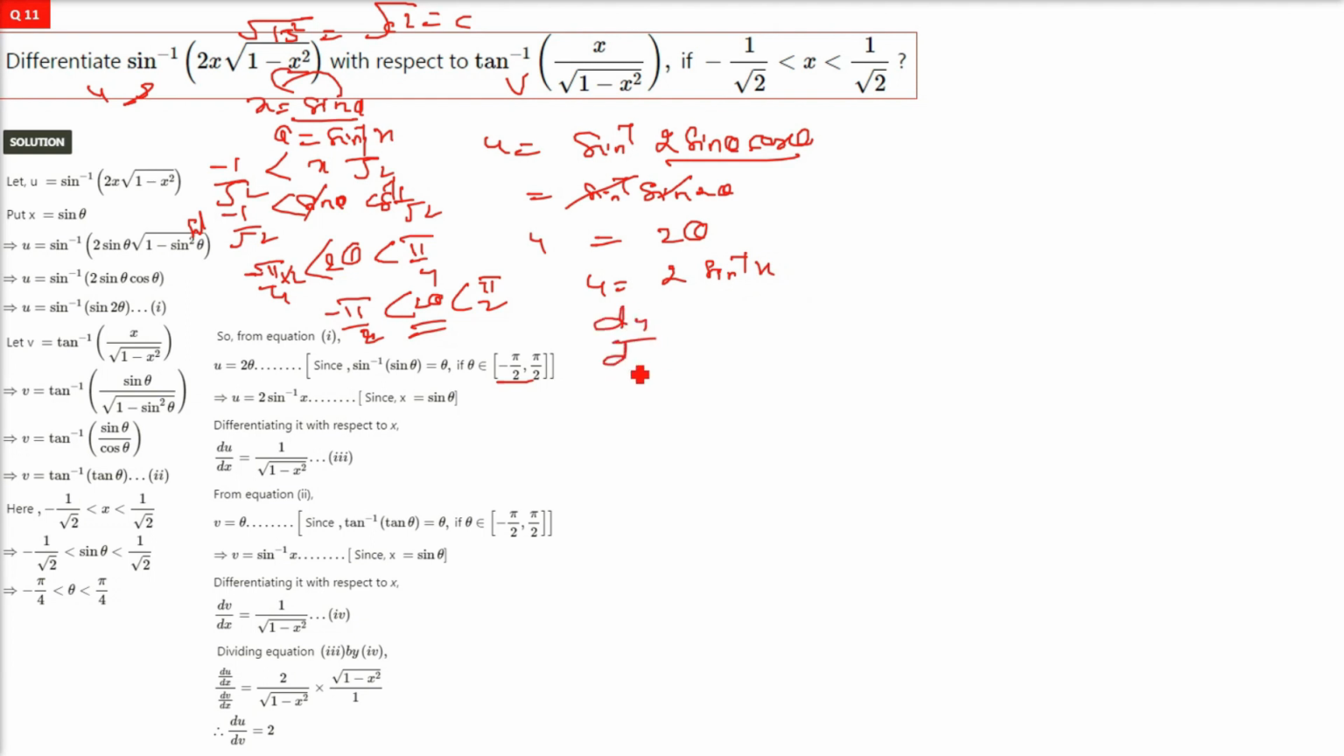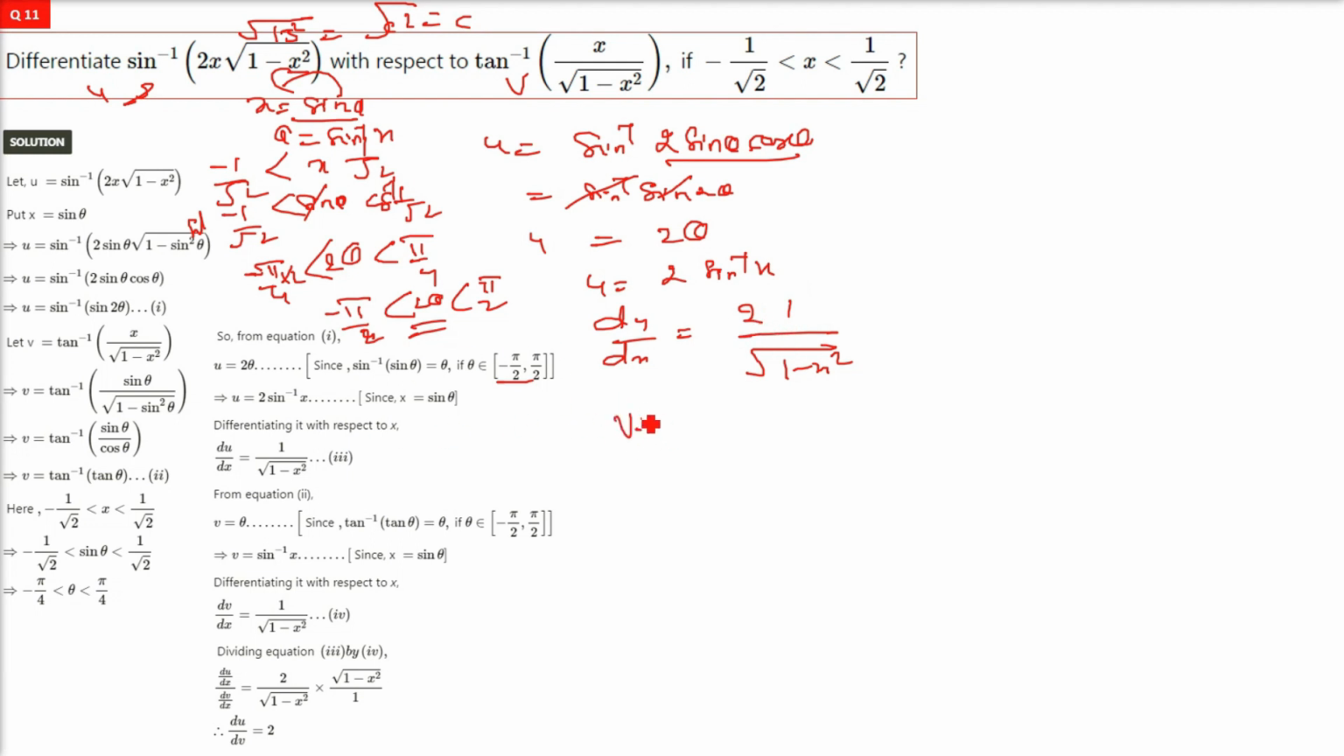Du by dx will be equal to 2 times the derivative of sine inverse x, which is 1 by under root 1 minus x square. So 2 by under root 1 minus x square will be du by dx. This is the first thing you got. We have just done du by dx. Now the second part is to differentiate v. Okay. So let us differentiate the other part and then find out dv by dx.